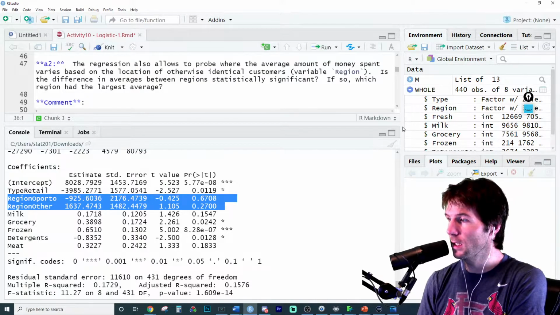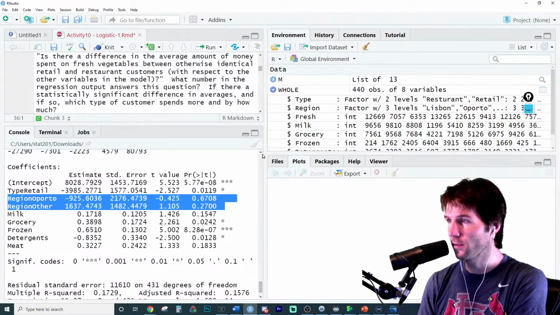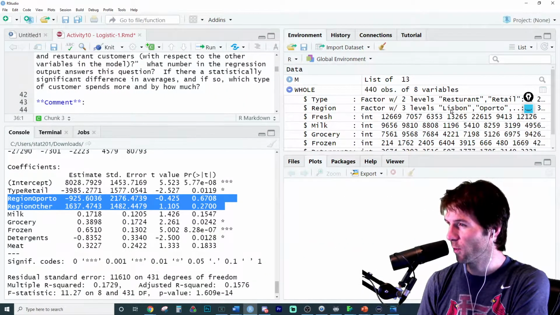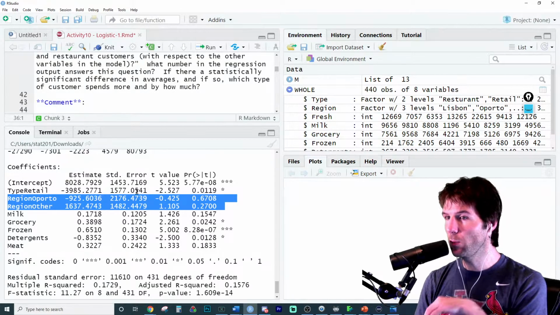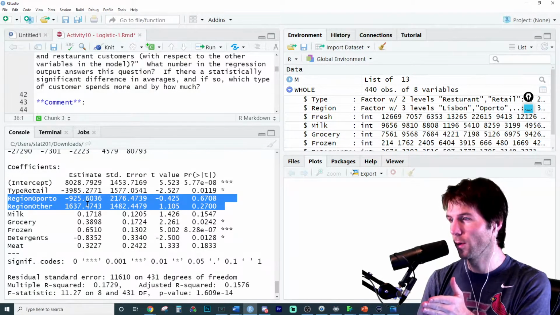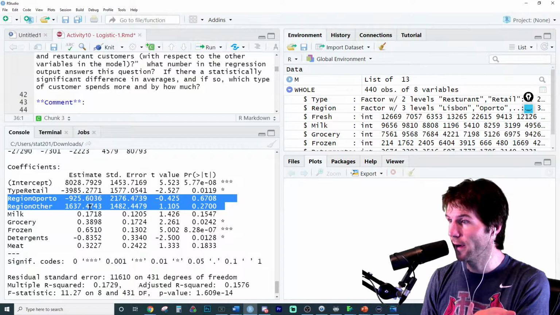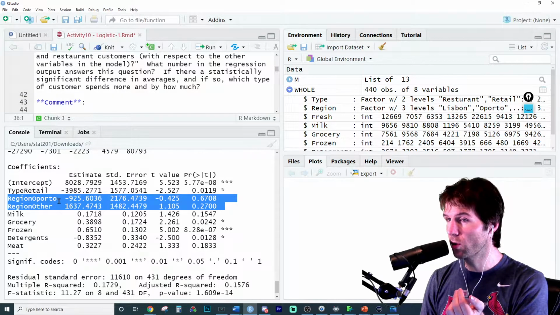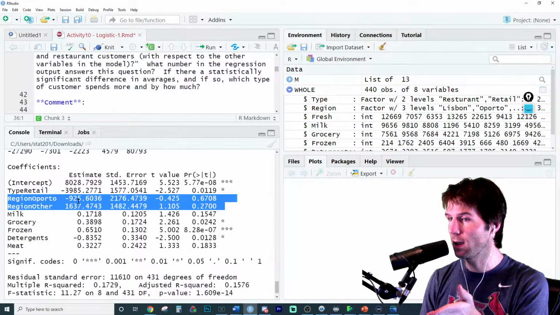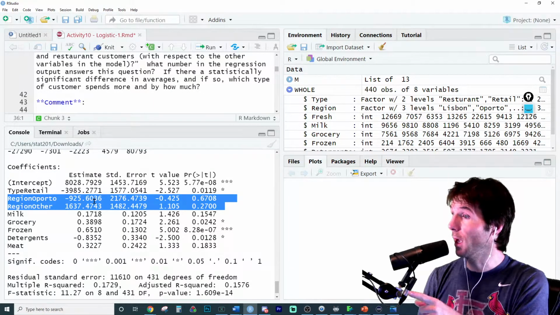Once again, we can look at the data over here to see how many levels it has. It has 3 levels, and you can actually see the first alphabetical right here. Lisbon actually has a coefficient of 0. We don't really talk about its coefficient because the coefficient of Lisbon is just when Oporto and other are not there. So if we say it's Oporto, then it's going to be lower by 925. We would subtract that from the intercept. If it's region other, we would add it.